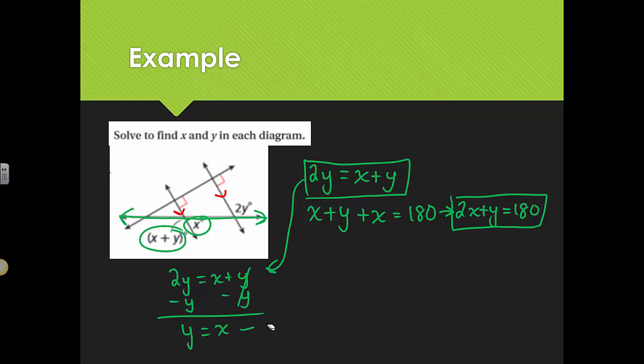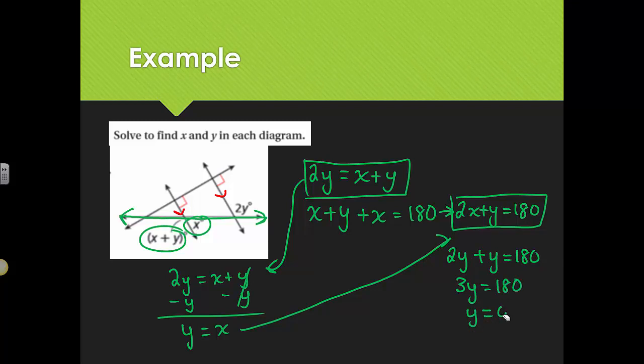So that means I can substitute this into this equation where I could have 2y plus y is equal to 180. I replaced y with x. That gives me 3y is equal to 180, which gives me y is equal to 60. And then that means that x is also going to be equal to 60. So I used what I knew about perpendicular lines and transversals, and then I used what I knew about parallel lines to set up a system of equations and solve for x and y.